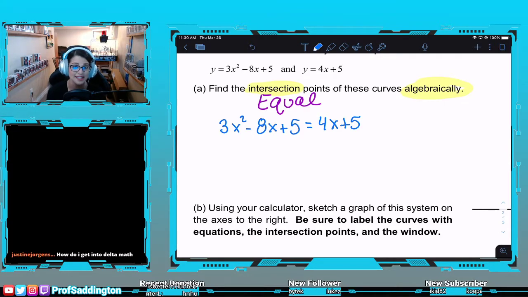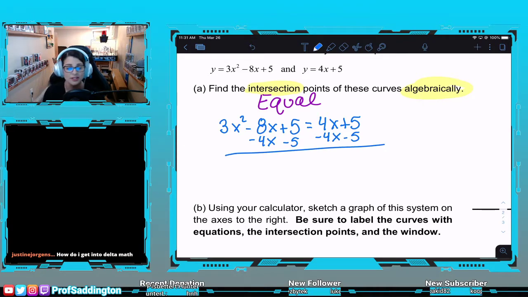We've got to first get this set equal to 0. So I'm going to subtract the 4x over. It's just too messy. I'm going to erase that. And I'm going to subtract the 5. Now, again, the reason I'm doing this is because I want my leading coefficient, that x squared, to be positive. I don't like working with negatives. So we get 0 over here. We have 3x squared minus 12x, and the 5's cancel out.